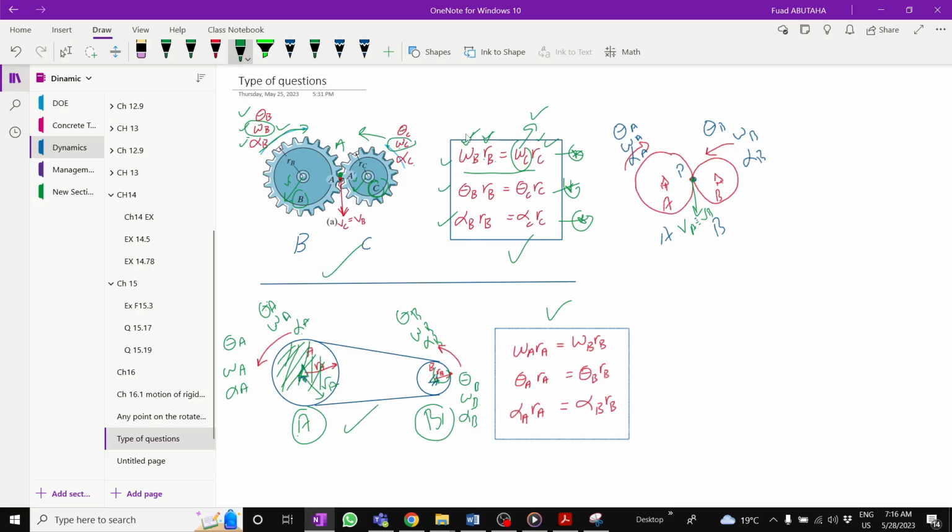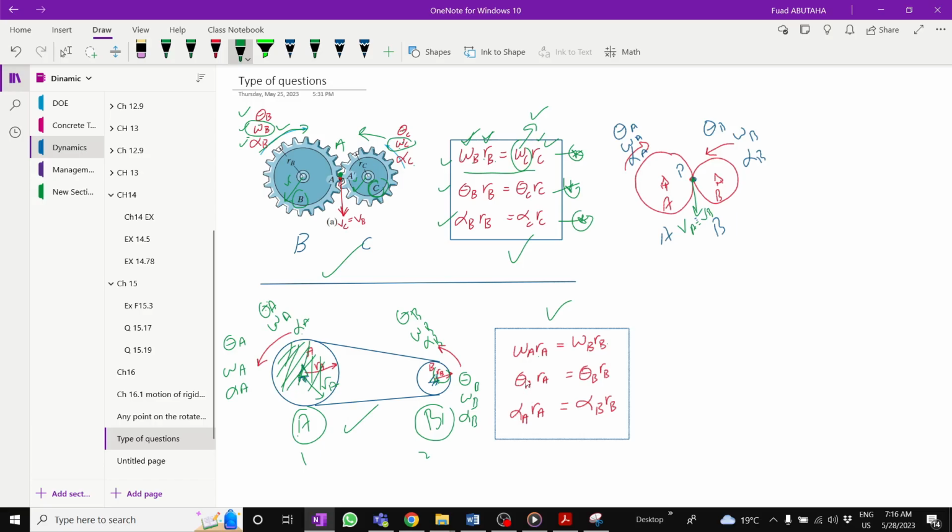So we start using this one, which I write here the same, but since the names are different, you can name it 1 or 2 or A or B, or he can also name it in the questions. So omega A times RA is equal to omega B times RB. Theta A RA is equal to theta B RB. Alpha A RA is equal to alpha B RB.